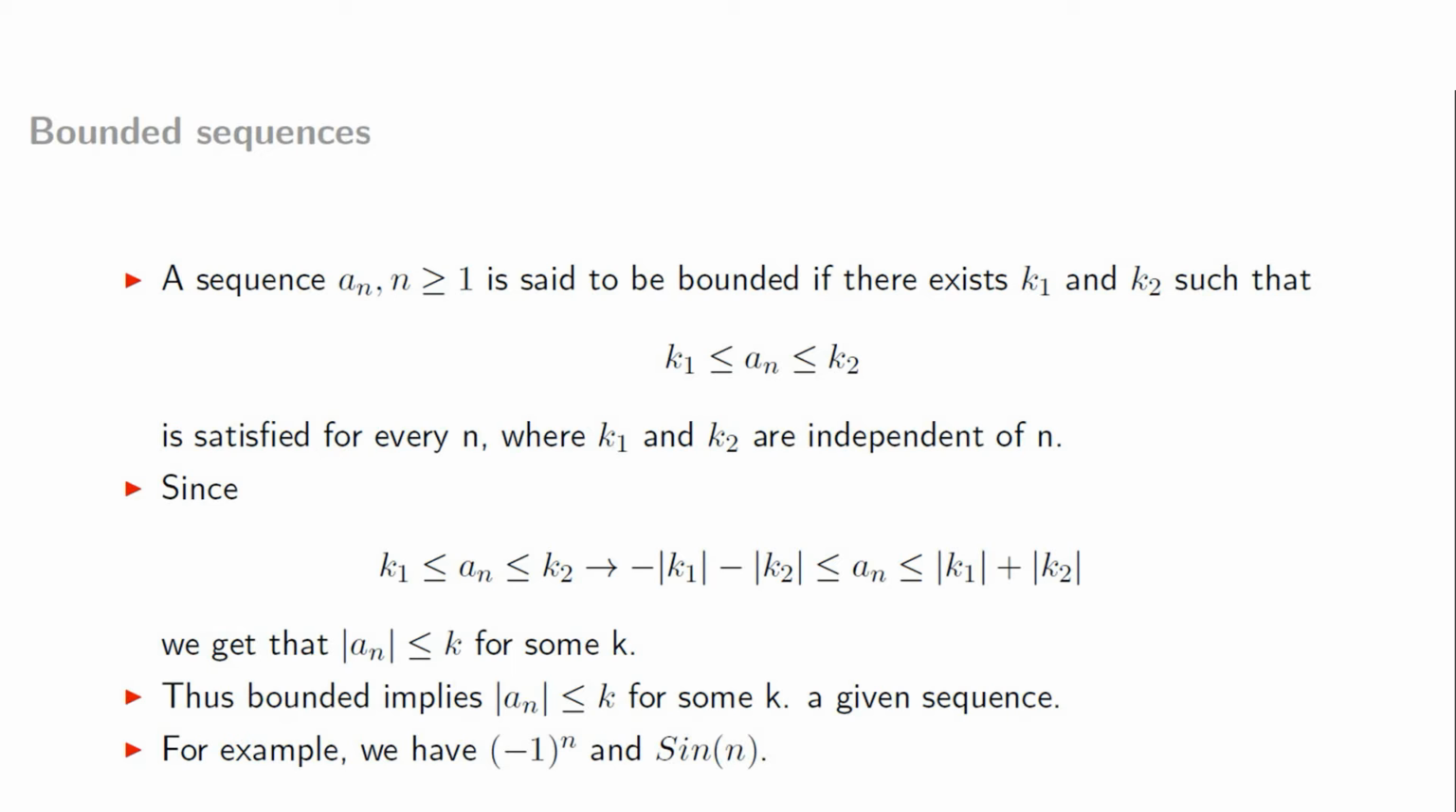For example, we have minus 1 to the power n and sin n, and it is quite obvious from our foregoing discussion that minus 1 to the power n is bounded between minus 1 and plus 1, and the same can be said about sin n, which is also bounded between minus 1 and plus 1.